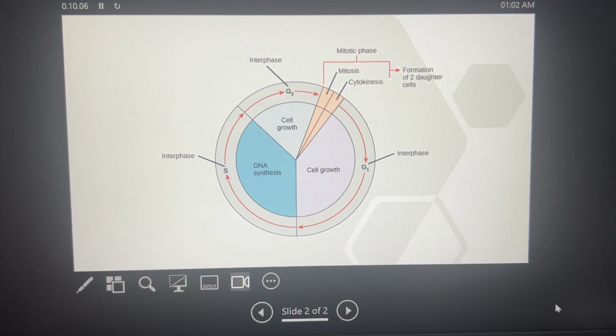Now, the cell cycle in prokaryotes. We all know we are eukaryotes and prokaryotes are like bacteria. They do not have the cell cycle, but they replicate their DNA and divide by a process you all have heard about, the binary fission.